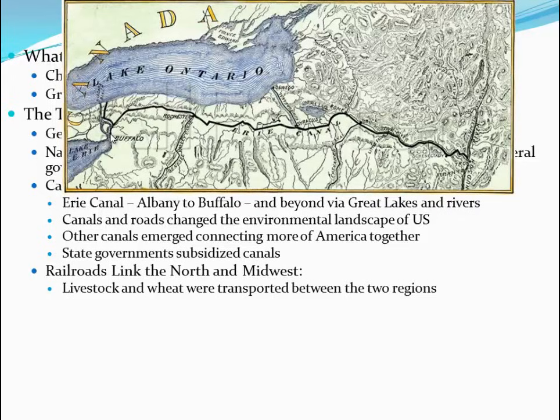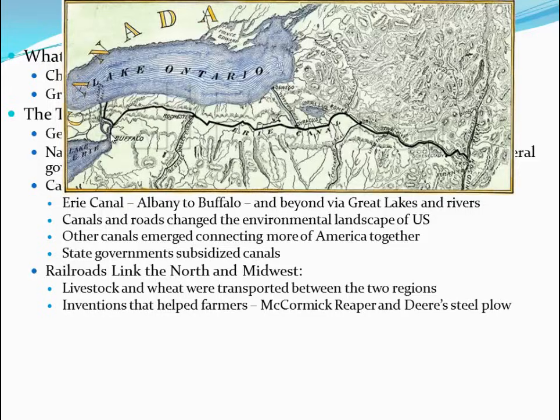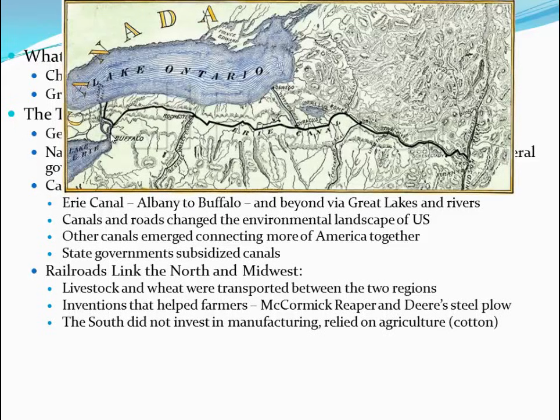Livestock and wheat would be transported between the two regions of the North and the Midwest via railroad. Again, think about that market revolution connecting those two areas. And there are some inventions that helped farmers. We have the McCormick Reaper and John Deere's steel plow. The Reaper would allow farmers to harvest their crops, and the steel plow would allow farmers to break tough soil and begin to plant their crops.